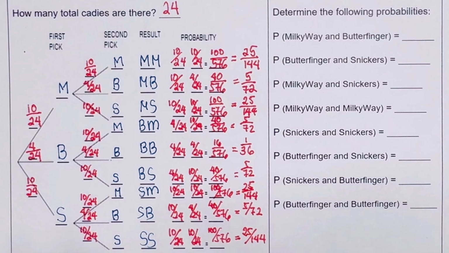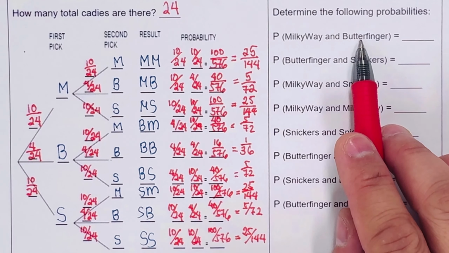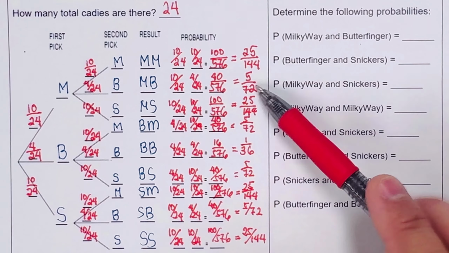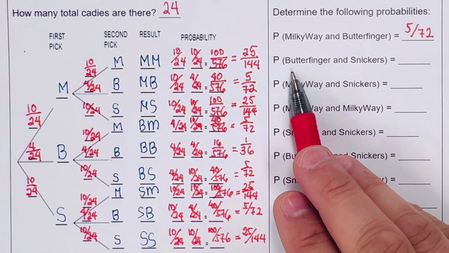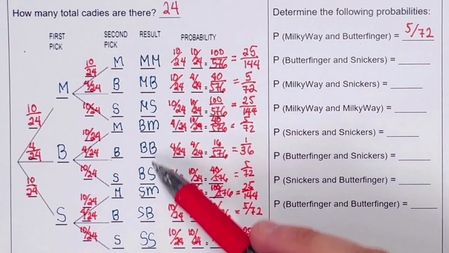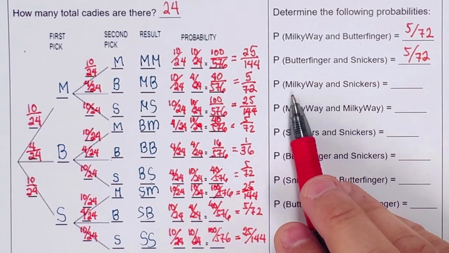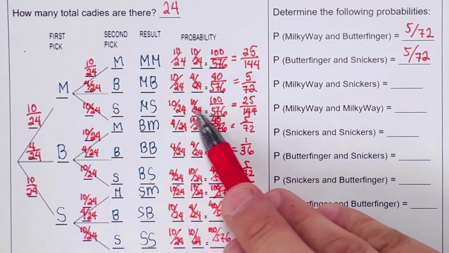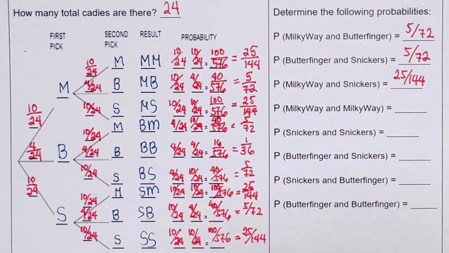Okay, now let's go over the probabilities here. So what is the probability that a kid picks Milky Way and Butterfinger? So Milky Way and Butterfinger, so we're going to trace the MB. MB is 5 over 72. First, Butterfinger and Snickers, so BS. We look for BS, so it is 5 over 72. What is the probability that a kid picks Milky Way and Snickers? So MS, Milky Way, Snickers, 25 over 144. Now I'd like you to figure out the rest of the blanks here.